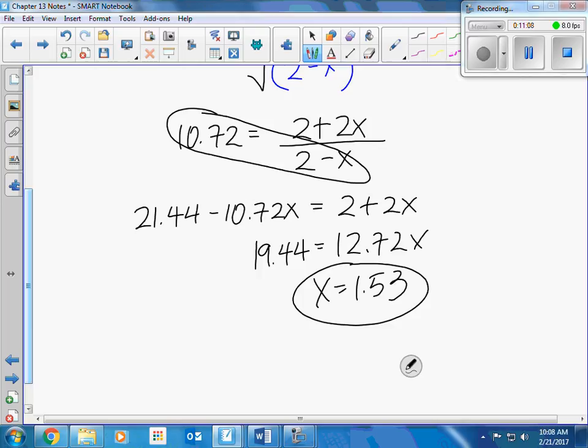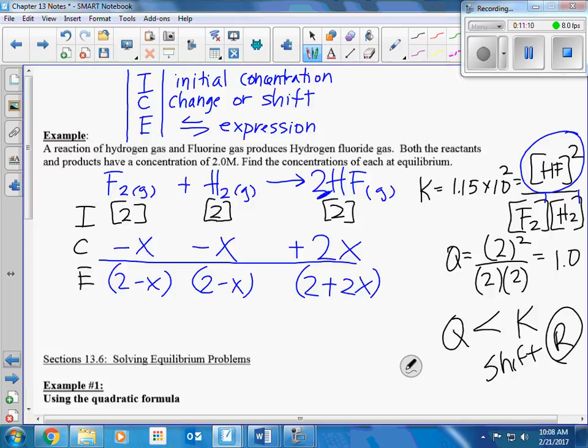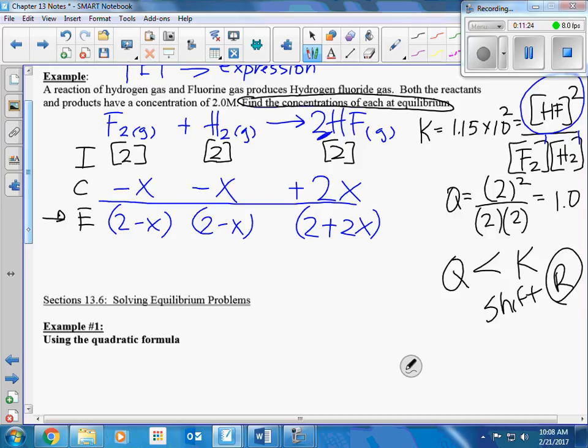Okay, so the question is, what are the concentrations? Find the concentrations of each at equilibrium. That's what our goal is. So do we know the expressions at equilibrium? So now can I just substitute my 1.53 in here as my x, and would I find the concentration of each one of these when my teeter-totter is level? Right, it's just your initial concentrations.